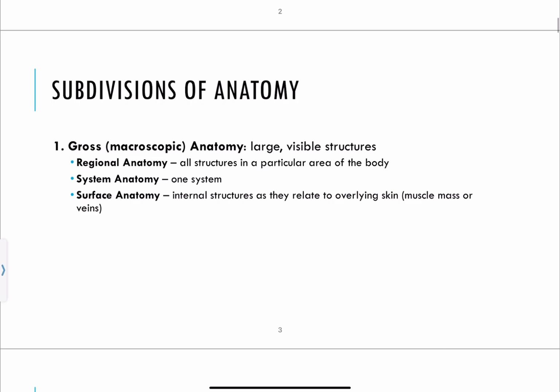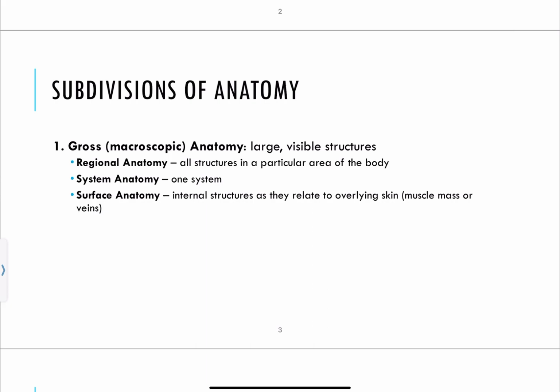So anatomy is a pretty broad subject. It has several subdivisions, and then each of these subdivisions are even further broken down into other divisions. But when we're talking about major subdivisions of anatomy, our first major subdivision is gross or macroscopic anatomy. And that's just going to be things that we can see, basically, that are visible to our naked eye. So we have three types of gross anatomy: regional anatomy, where all the structures in a particular area of the body. So, for example, if we're talking about all the muscles in our body or all the bones, something like that, that would be regional.